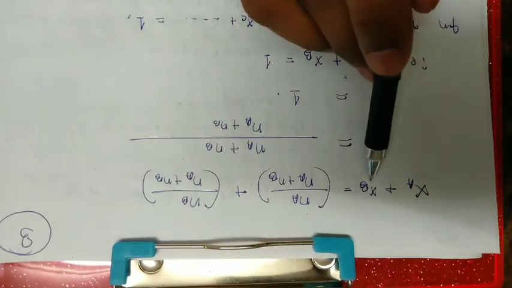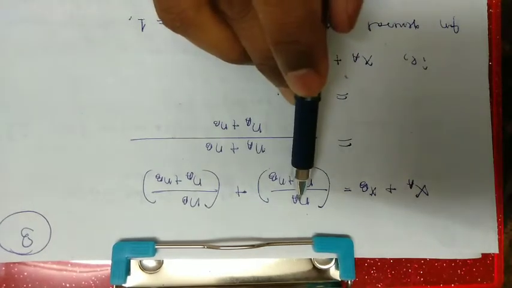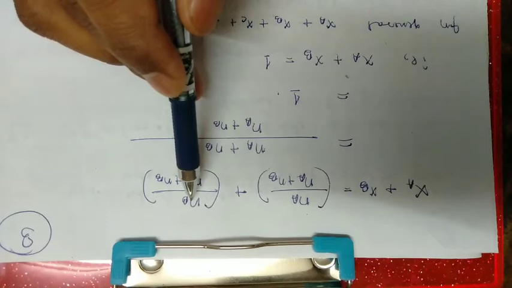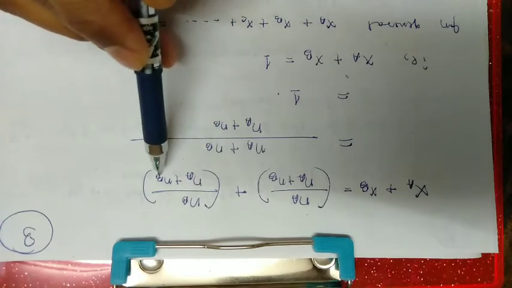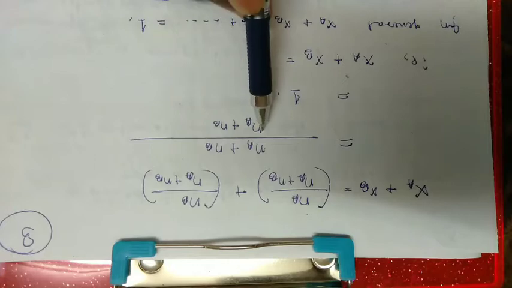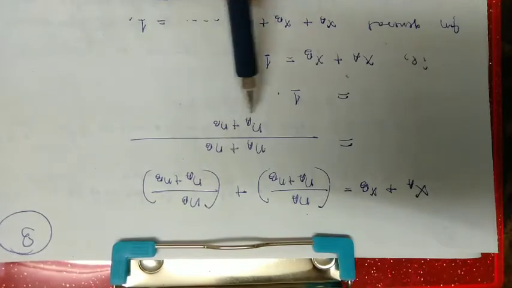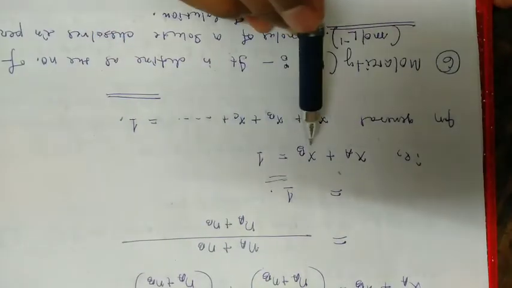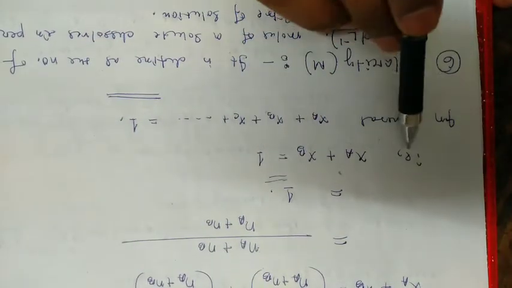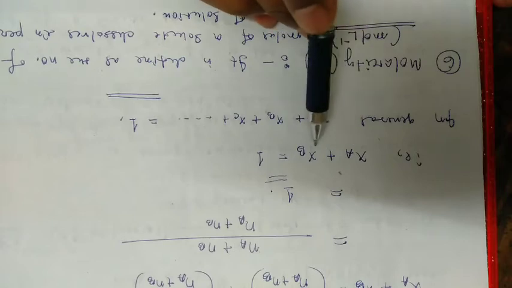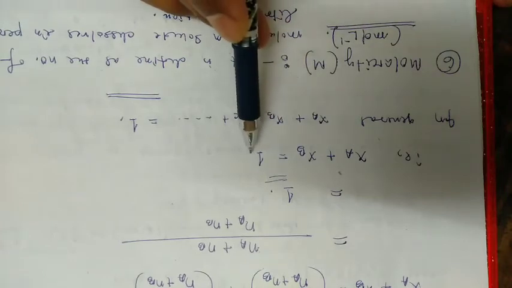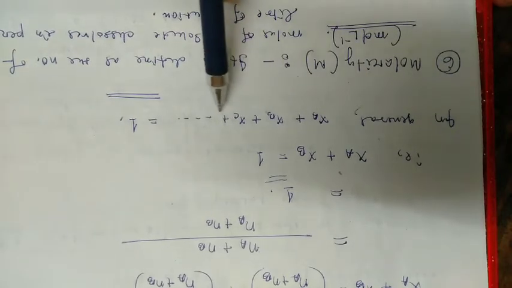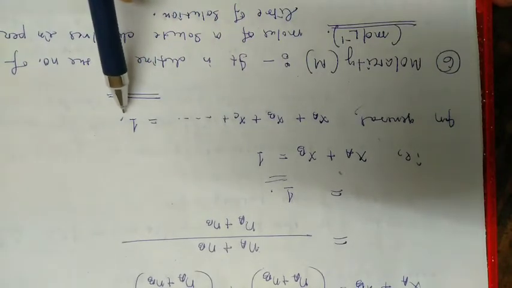Now XA plus XB. So XA equals Na divided by Na plus Nb, plus XB equals Nb divided by Na plus Nb. Taking the LCM, this is equal to 1. So XA plus XB is always equal to 1. That means the sum of the mole fractions of two components in a solution is equal to 1. In general, the sum of the mole fractions of all the components in a solution is equal to 1.